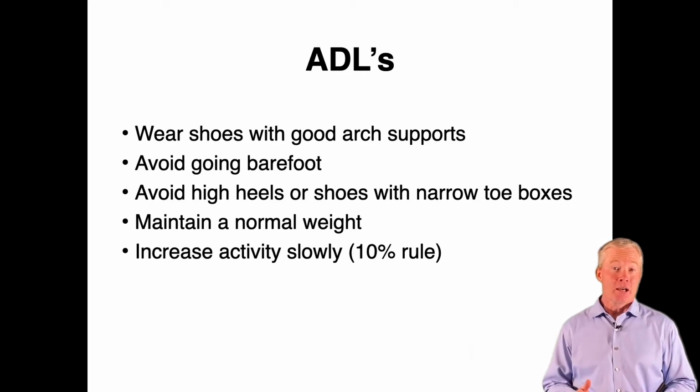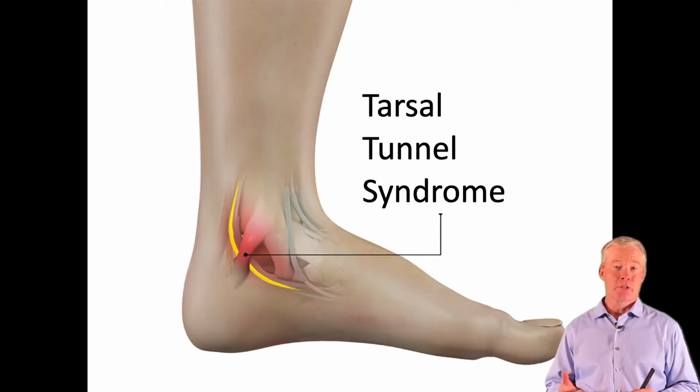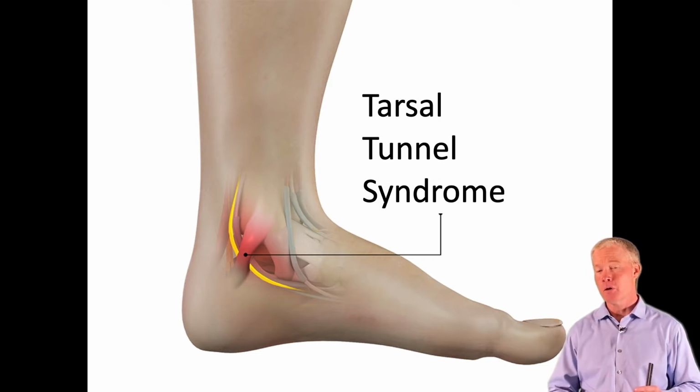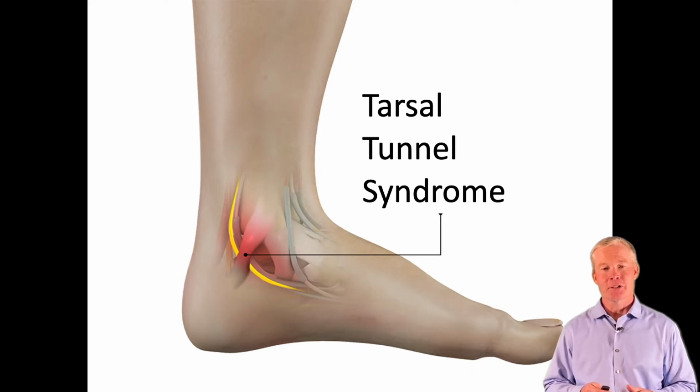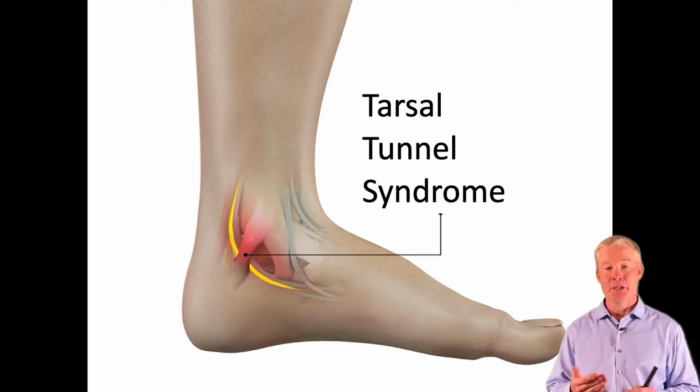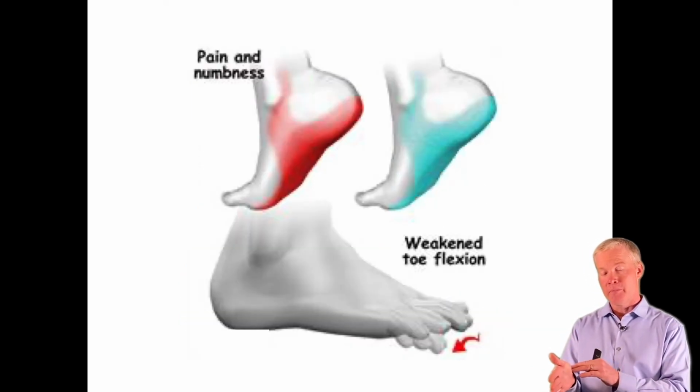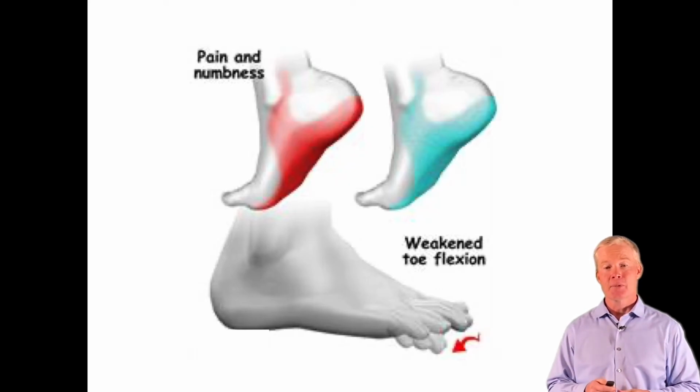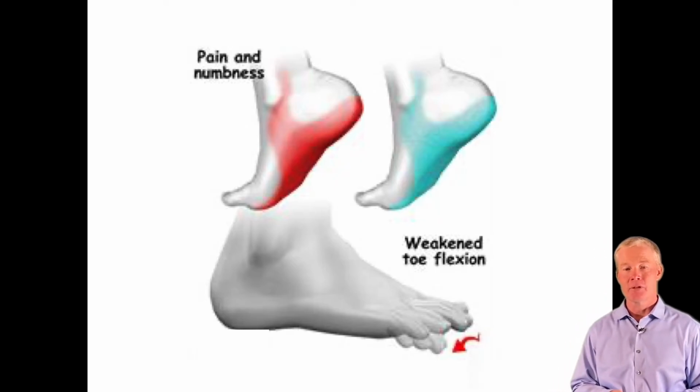Tarsal tunnel syndrome is very much one of those hyperpronation related disorders. Tarsal tunnel syndrome is the lower extremity cousin of carpal tunnel syndrome up top. Tarsal tunnel syndrome causes pain and numbness in the foot, behind the medial malleolus into the heel and even the arch of the foot. Sometimes we can see some weakness associated with that, especially weakness of toe flexion.